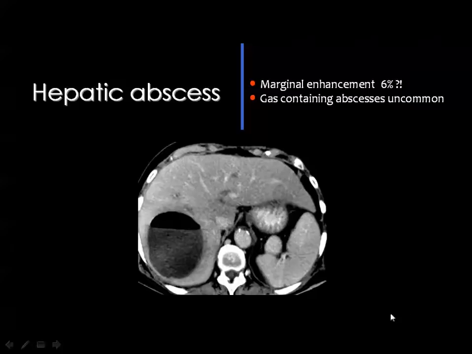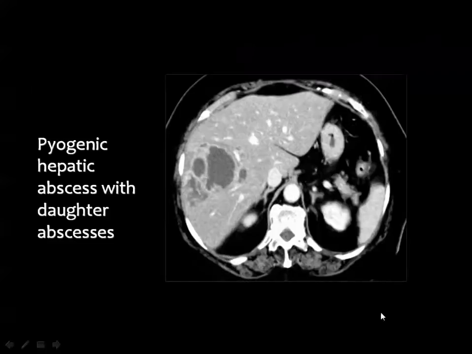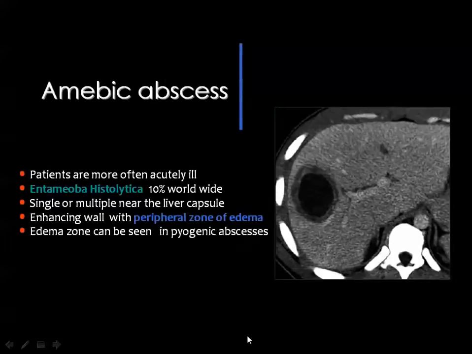And if you see air loculi without any history of previous intervention, then you can be sure about the diagnosis of a hepatic abscess. And the abscess may be multiple, and you see the major abscess and some of the daughter abscesses around. All these abscesses showed marginal contrast enhancement, as you can see in this particular case.